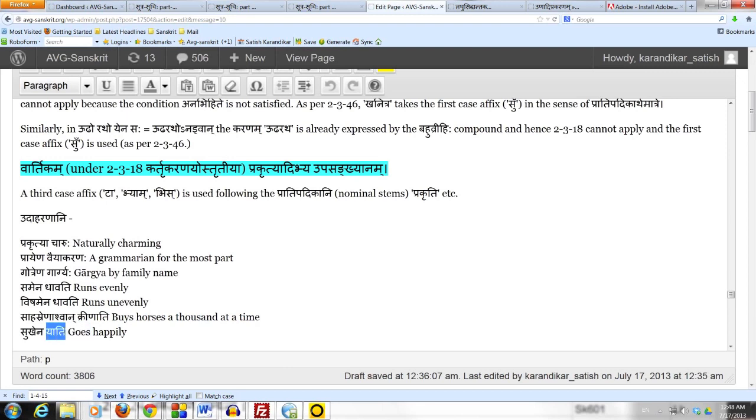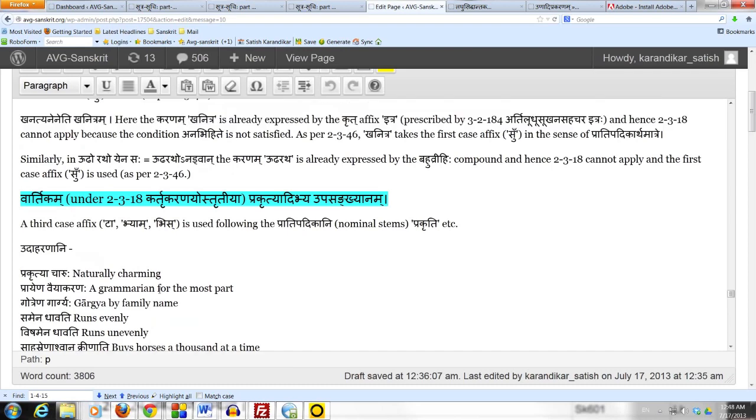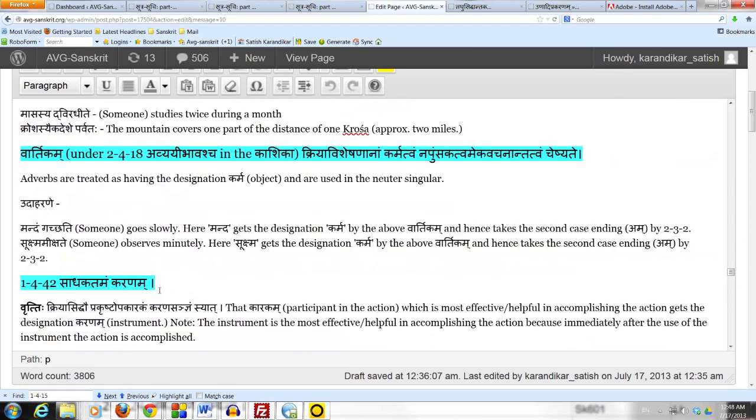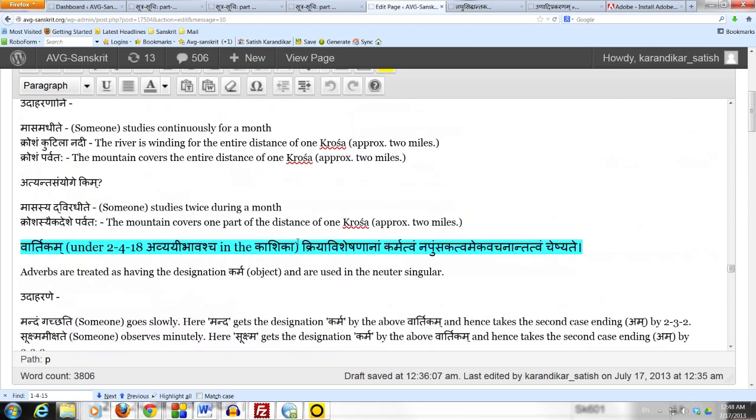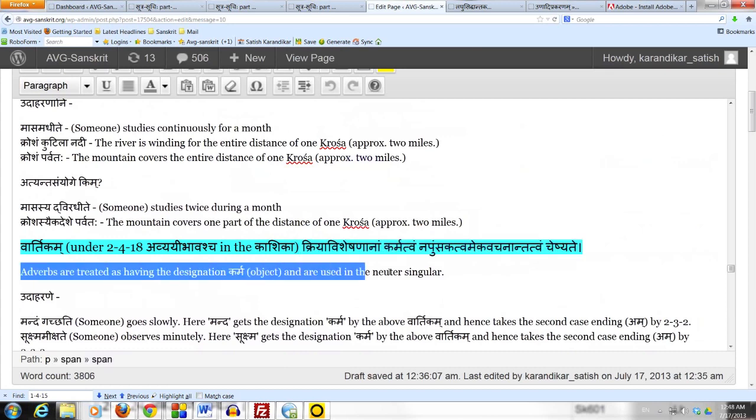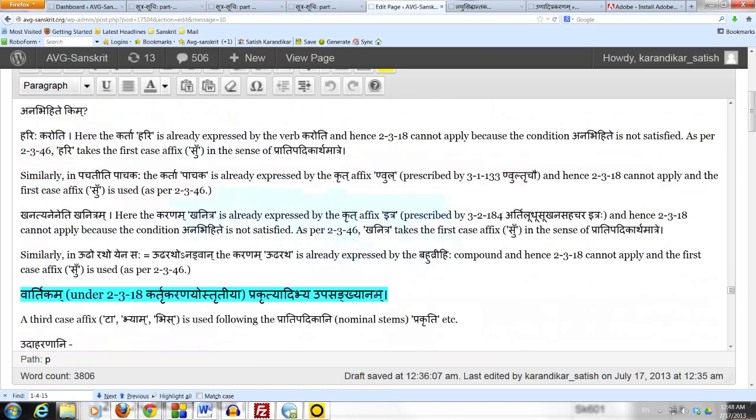With regard to adverbs, recall the Vartikam: Kriya Visheshananam Karmatvam Napumsakatvam Ekavachanantatvam Cheshyate. That Vartikam is in the Kashika under 2418 of Vibhavascha. The Vartikam says that adverbs are treated as having the designation karma and are used in the neuter singular. Now here we have Sukhena Yati. We could have also said Sukham Yati.